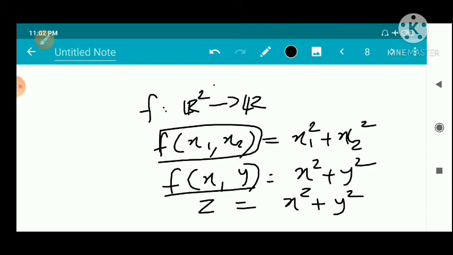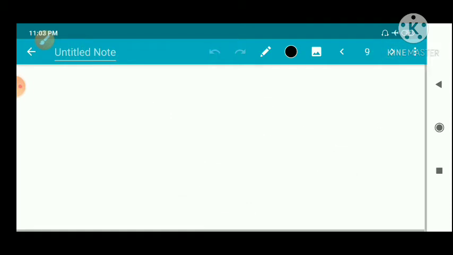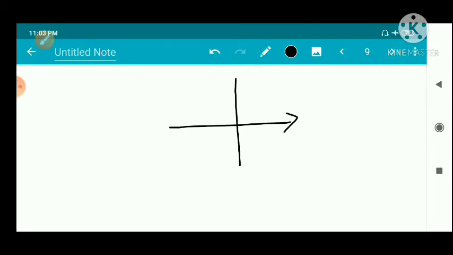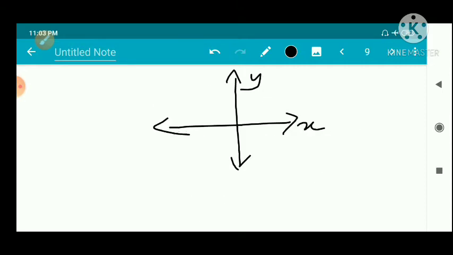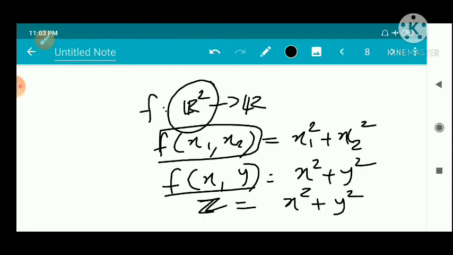So here the domain of the function is R2. When we draw the graph we need x-axis, y-axis, then a third one, z-axis also. That is, we define the function on R2, but the graph of the function is on R3.